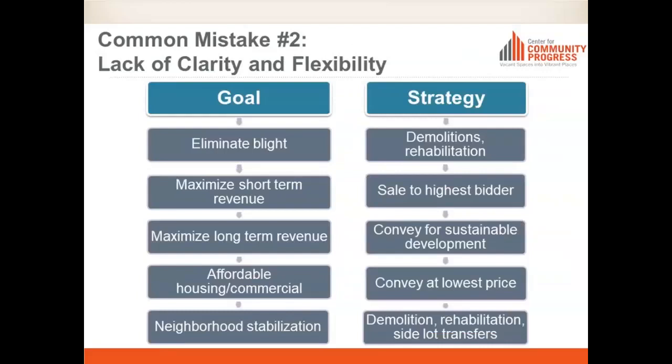Common mistake number two is just, let's launch a land bank and start tackling vacant properties. Sometimes the problem and the scope and scale is very large. So you really need to have a conversation about what it is you're going to prioritize. And that shouldn't be a board of elected officials. It should be working in tandem with the community, ensuring that the voices in the neighborhoods most impacted by vacancy and abandonment help establish goals and then align their strategies accordingly.